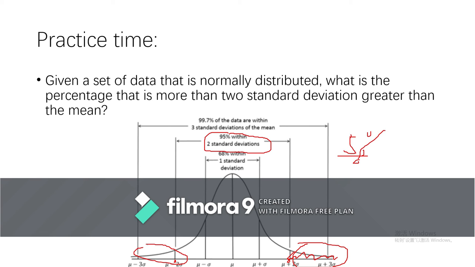It tells us that the sum of these two parts, both below the two standard deviations and above the two standard deviations, is 5%. So when we divide 5% by 2, we get 2.5% of the data greater than two standard deviations. So guys, you need to be careful about what the question is asking. That is pretty important in later study.